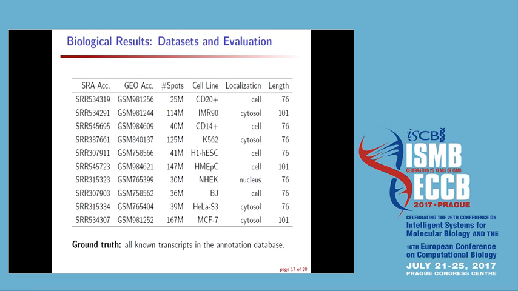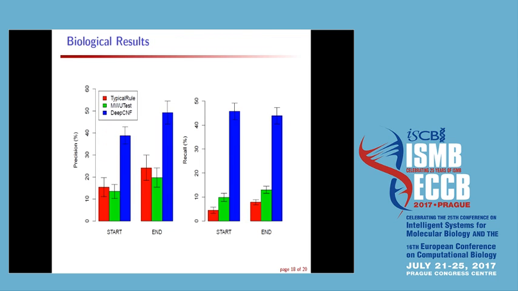We also evaluate these 3 methods using some biological data sets. We have 10 RNA-seq data sets, and we use the same pipeline, except that for the ground truth, we use all the known human transcripts, because for those 10 real biological RNA-seq data sets, we don't know the ground truth. And this is the result. Again, our method is much better than the other 2 methods.